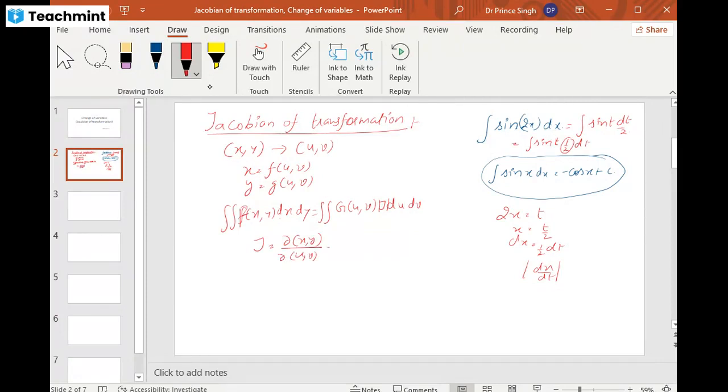And how are we going to calculate this? This can be calculated with the help of the formula using partial derivatives, because x depends upon more than one variable, and y also depends upon more than one variable. So it can be calculated as the determinant with first row curly x upon curly u, curly x upon curly v, and second row curly y upon curly u, curly y upon curly v. So this is how we can calculate the Jacobian of transformation of the two variables x and y with respect to u and v. Right?